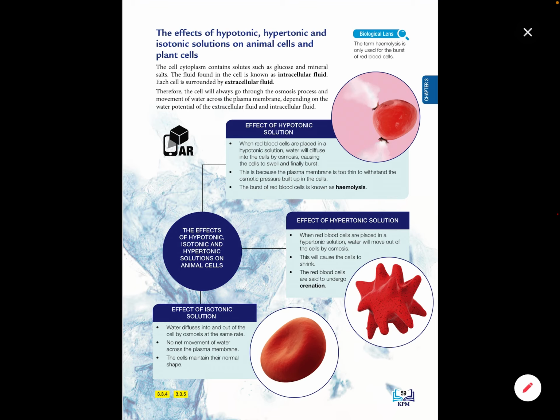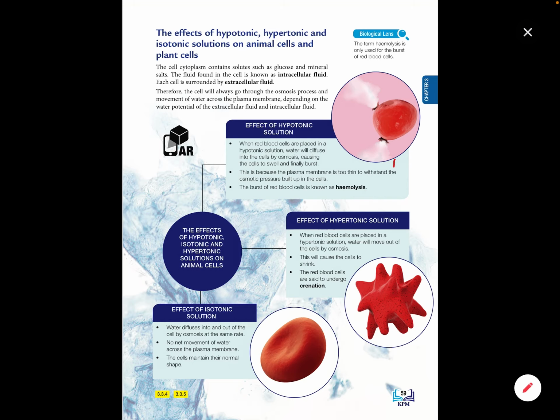Basically, it cannot tahan anymore. And when it cannot tahan, it will burst. When it bursts, it's called hemolysis. So why does it burst? Because the plasma membrane cannot tahan anymore. Why? Because it's just not durable enough, because the plasma membrane is too thin.